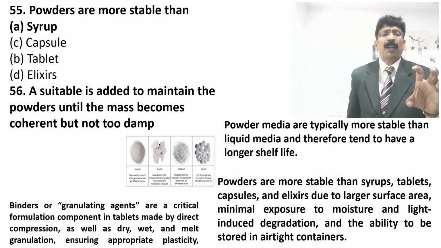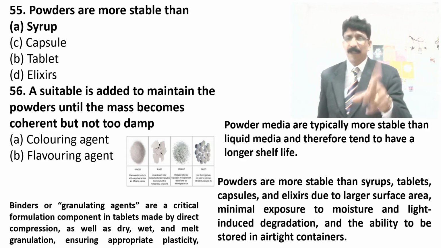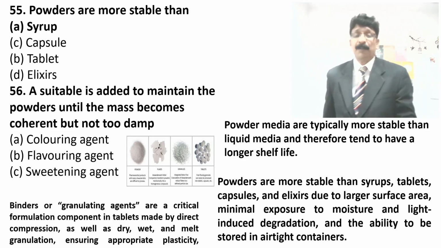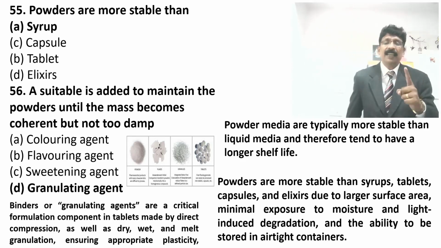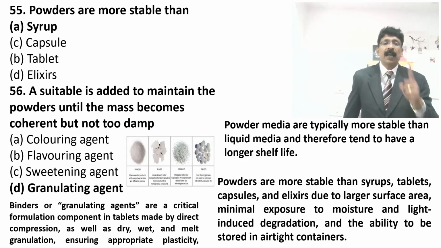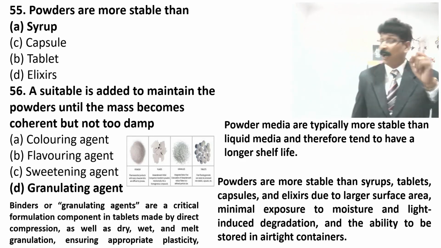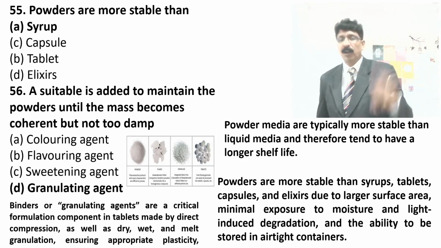So what will you do? Is a coloring agent added? No. Can a flavoring agent help the coherency? Sweetening agent can prevent the coherence? No. Granulating agent, binding agent, a binder like starch or PEG, can help maintain the powder until you get a mass that becomes coherent, not damp. Damp means addition of more water or more liquid, which may make a damp mass.